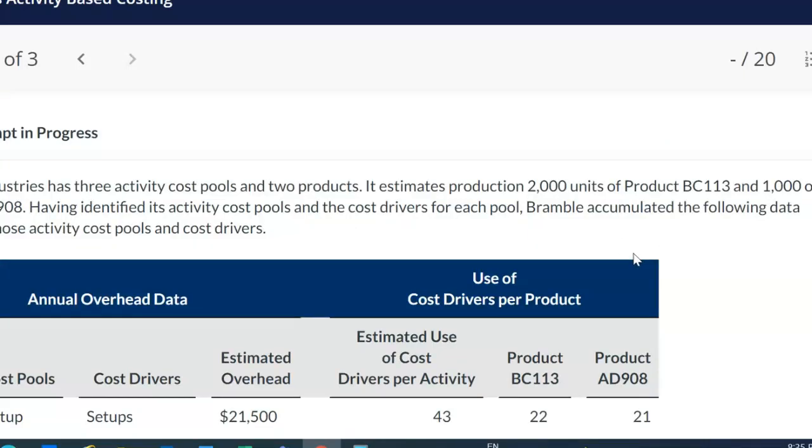Okay. A Bramble industry, everybody has different numbers, I believe, has three activity cost pools and two products. It estimates production of 200 units of product that and 1,000 units of product that.